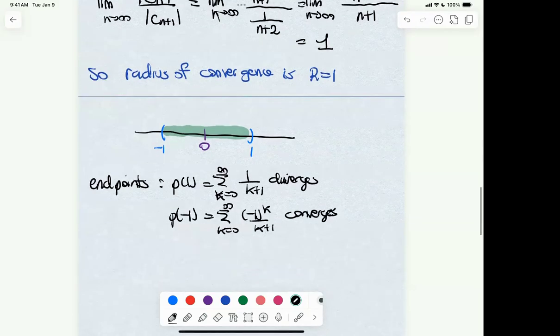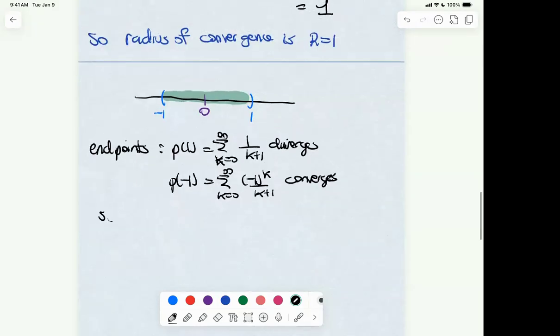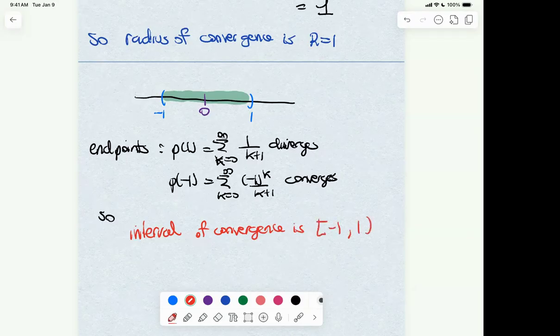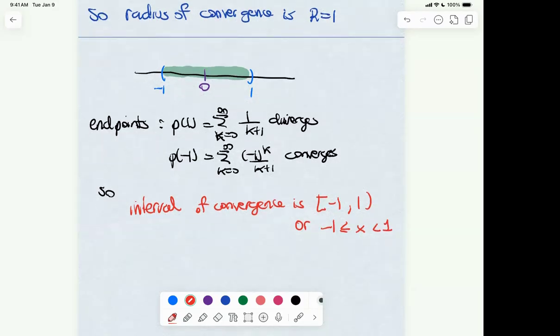And so that means that, as an interval, you can close it off at -1. So you would say that the interval of convergence is -1 to 1, closed at -1. Or if you want to write it more explicitly as an inequality, it's greater or equal than -1 and strictly less than 1.